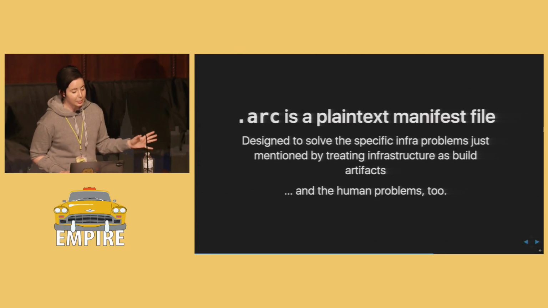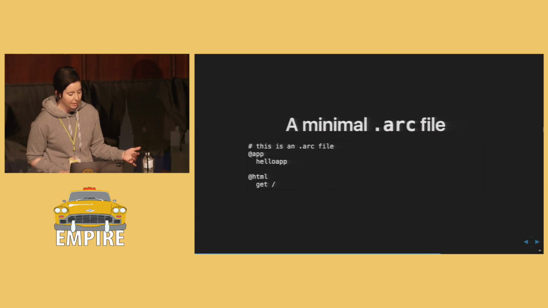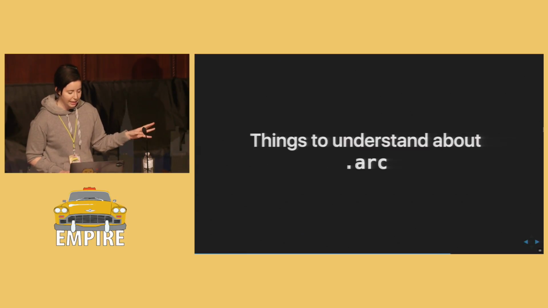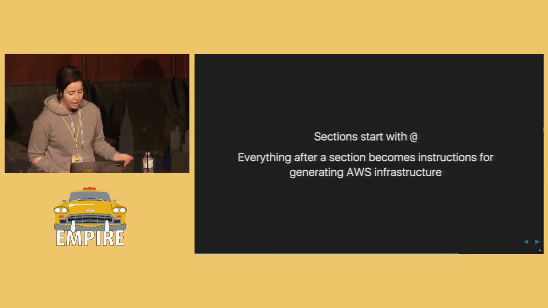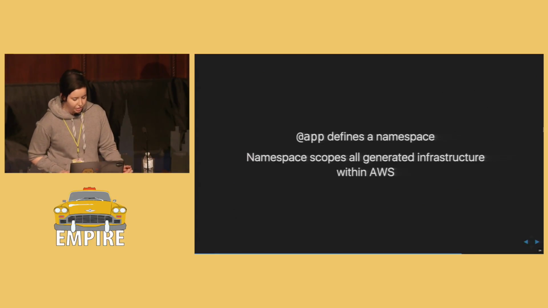So an Arc file is a plain text manifest file, and it's designed to solve these problems that we just talked about. This here is probably the hello world of Arc files. And just to describe what you're looking at, and then we'll go and write one together, the sections that start with @, everything after them becomes an instruction for generating AWS architecture.